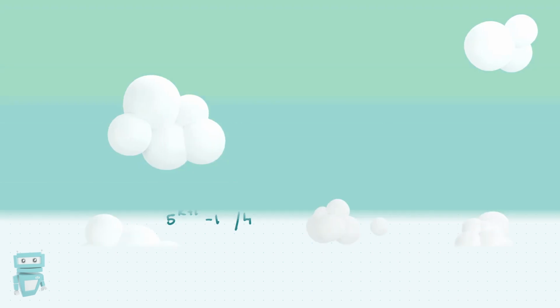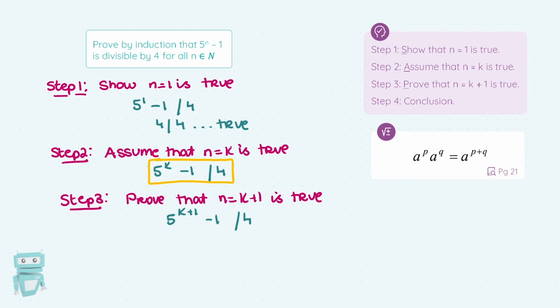Now, what we use in this step is shown here on page 21 of our formula book in our rules of indices. What we're starting off with is, on the right hand side, a to the power of p plus q. So we're going into reverse. We're going to split up that 5 to the power of k plus 1 into 5 to the power of k times 5 to the power of 1. When they're joined together, it just means multiplied, or times.